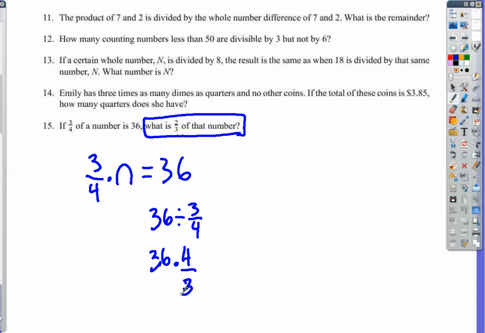All right, so let's go ahead and divide these. Now, it's much quicker if we reduce things first. So I'm cross-reducing. What goes into 36 and 3? 3 does. 3 goes into 3 once. How many times does 3 go into 36? 12 times. So 12 times 4 is 48. So the number is 48.